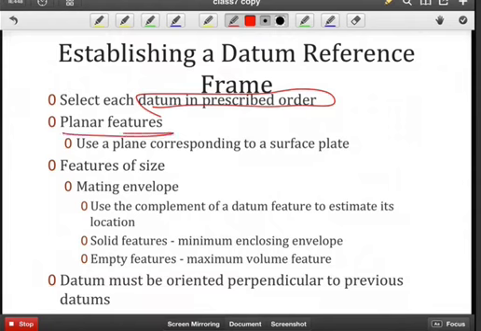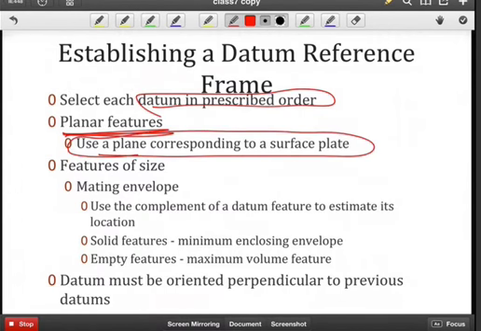And if it's a planar feature, then you can think back to IE 248, where you used a surface plate for flat surfaces. And a surface plate is, of course, a precision ground surface that approximates a plane. Of course, it's imperfect itself, but it is a close approximation of a plane and helps us identify where that plane is for the surface.